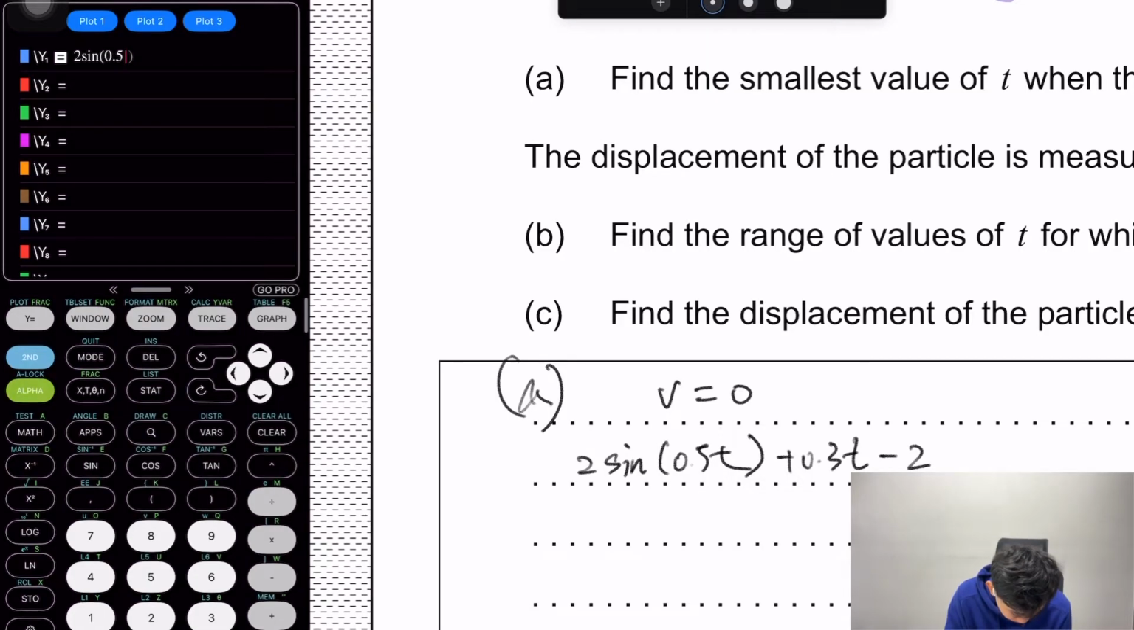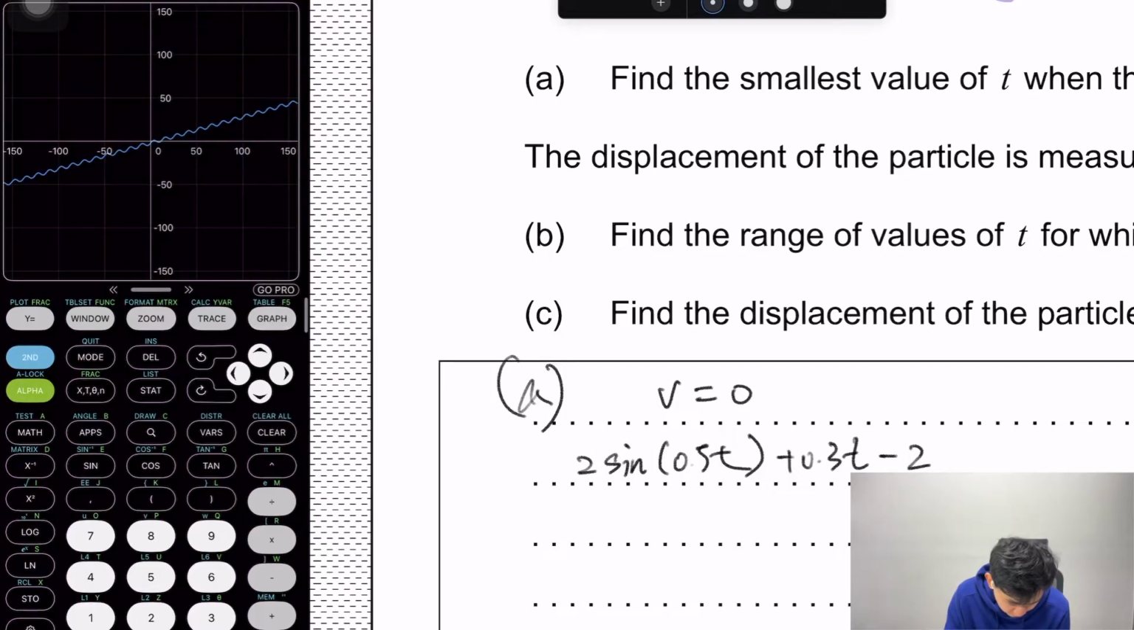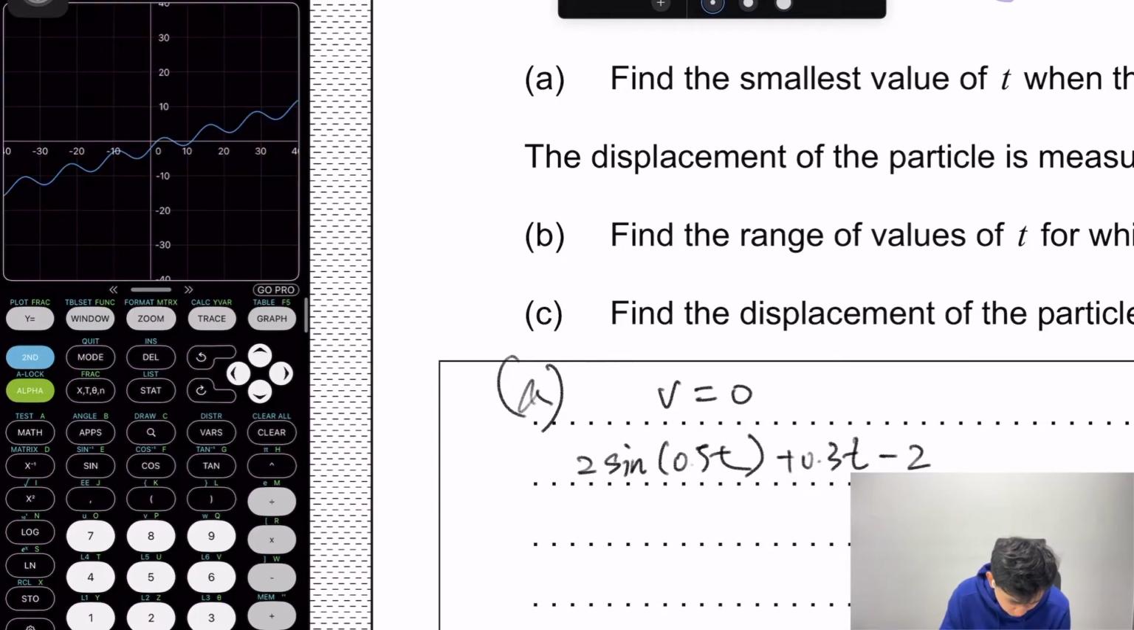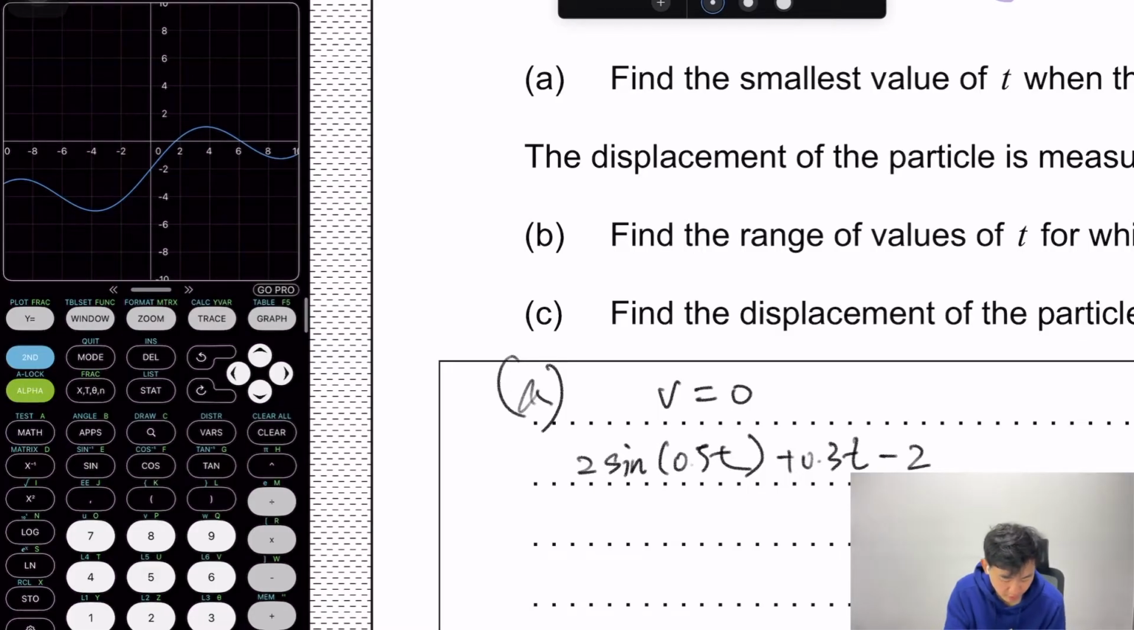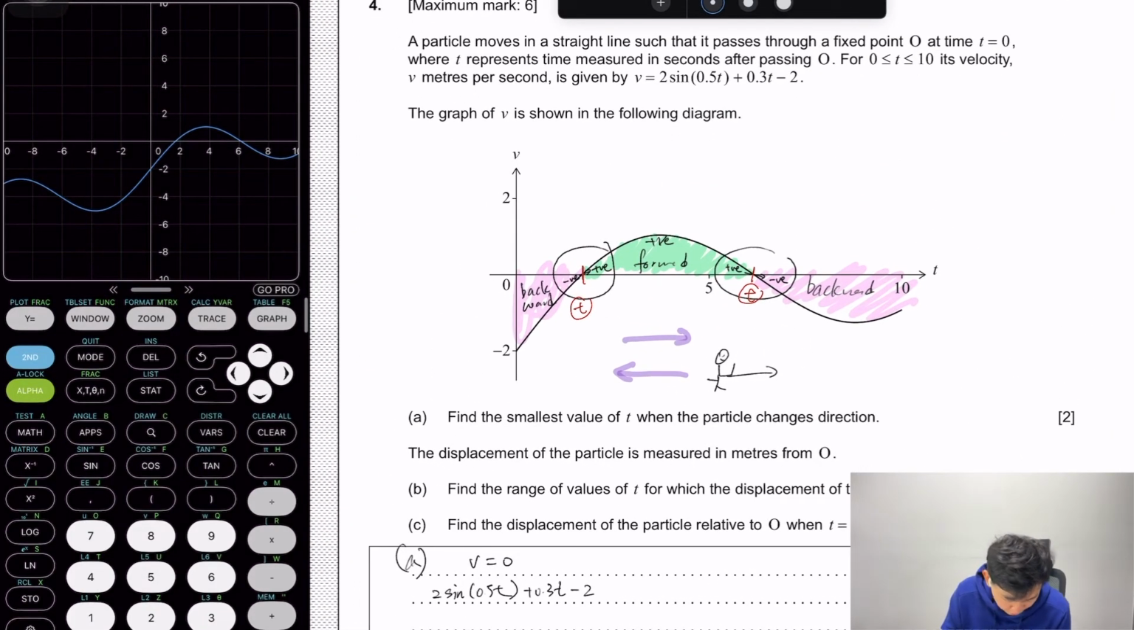I just delete it, yes. 0.5 and then x. Okay, and then shift to the right, and then plus 0.3 and then x, and then minus 2. Okay, and then graph. So now you can actually see the graph that's being shown there. Let's say we zoom in a little bit, and then we zoom in a little bit again. Now this one matches with the graph that we're looking for.